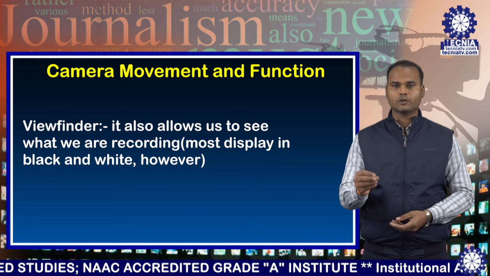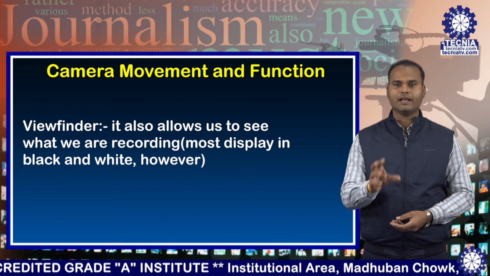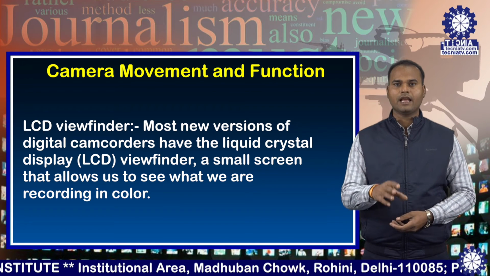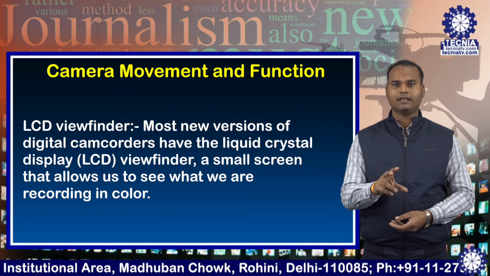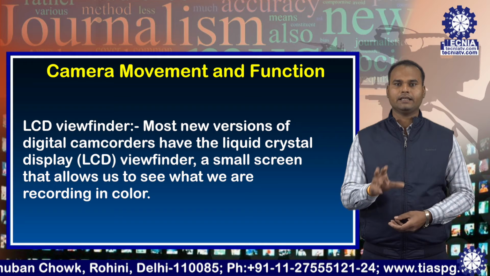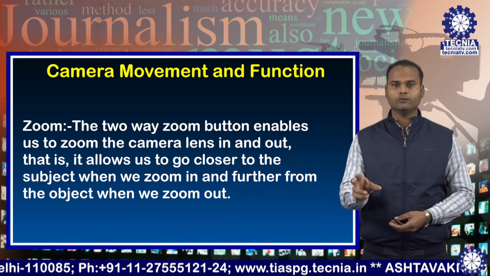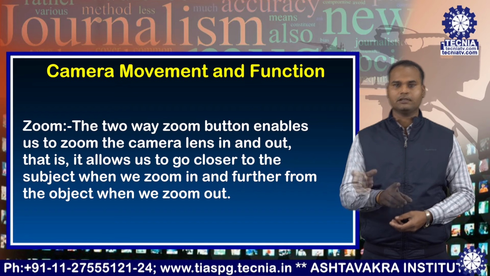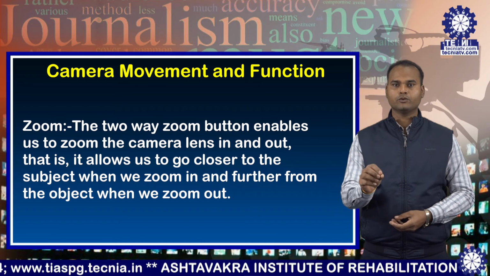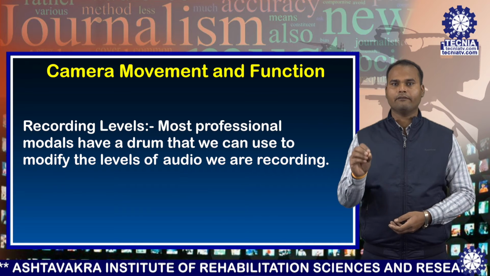Viewfinder. It allows us to see what we are recording. Most display in black and white. LCD viewfinder. Most new versions of digital camcorders have a liquid crystal display viewfinder, a small screen that allows us to see what we are recording in color. Zoom. The two-way zoom button enables us to zoom the camera lens in and out. That is, it allows us to go closer to the subject when we zoom in, and further from the object when we zoom out.